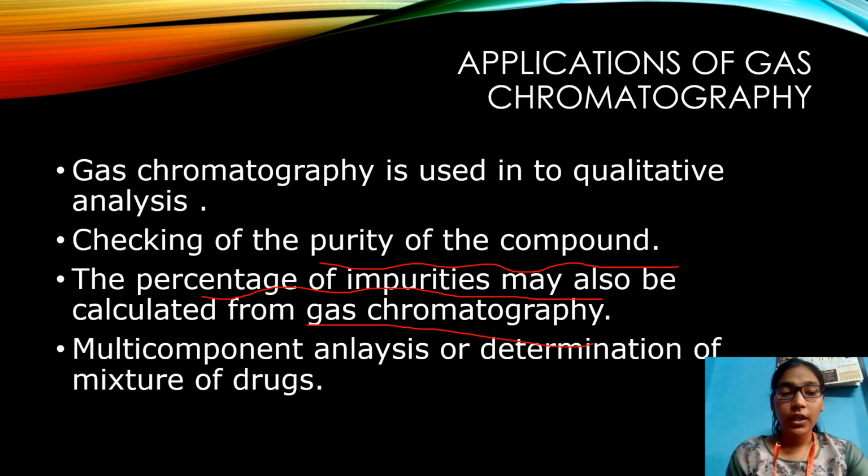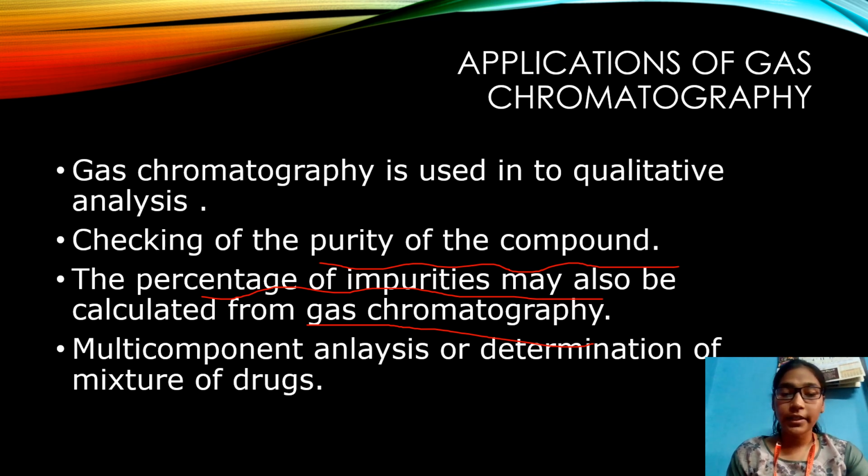Regarding the percentage of impurities, for example, if we take any metal, we can find out how much percent is copper, how much percent is brass, how much percent is aluminium, like that. By gas chromatography, the percentage of impurities may also be calculated.